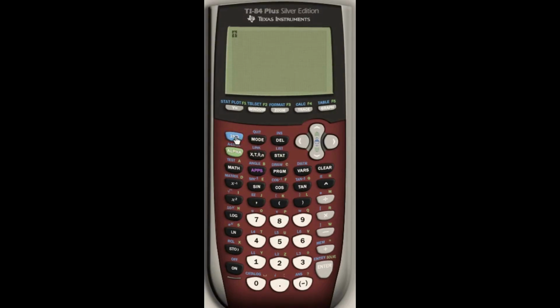We're going to go to second distribution, and way down near the bottom, maybe not that far, is chi-square CDF. We're going to hit enter, and we are going to type in 14.5 for our lower, and our upper is going to be an arbitrarily high number. This will help us find the area under the chi-square model with a specific number of degrees of freedom to the right of a test statistic of 14.5.